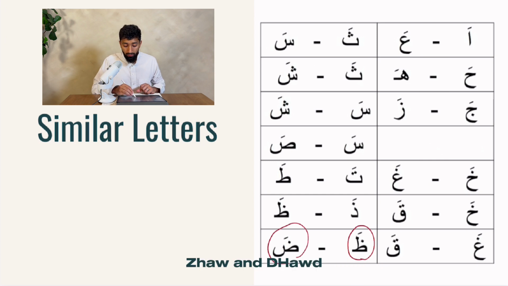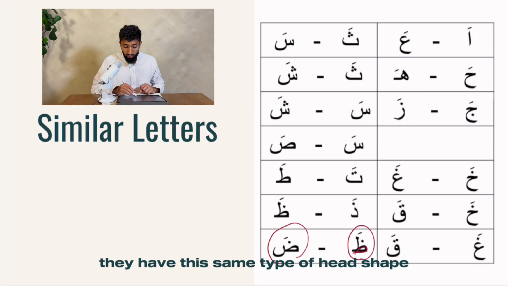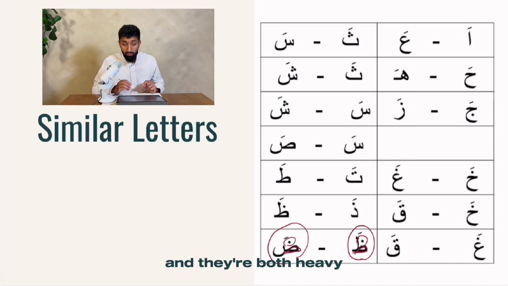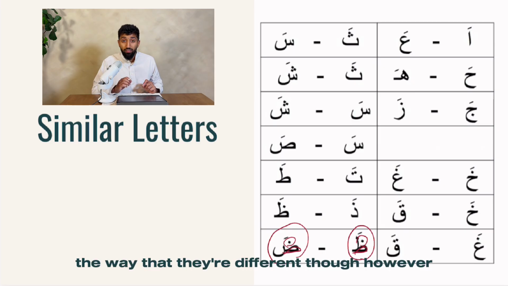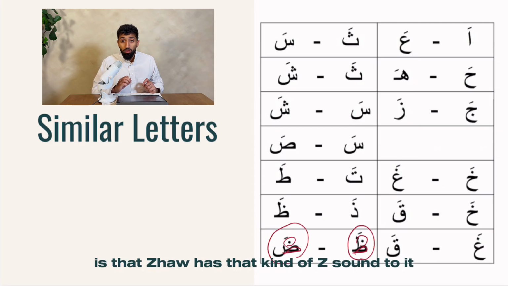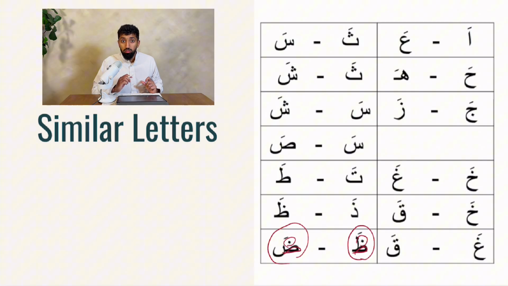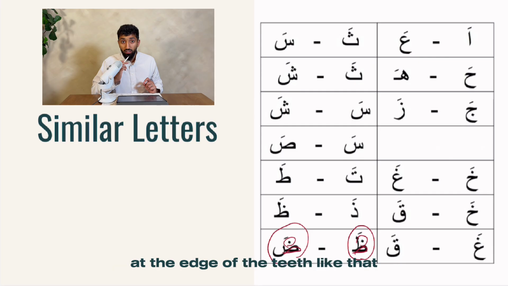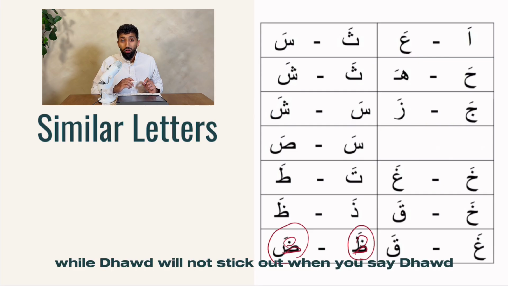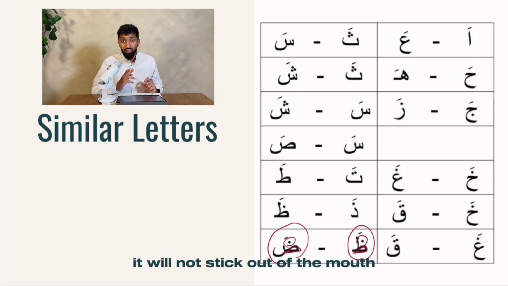Then let's compare these last two. Dha and dad. They actually look similar. They have this same type of head shape with a dot on top on both. And they're both heavy. The way that they're different though, is that dha has that kind of Z sound to it, that comes from placing your tongue at the edge of the teeth like that, while dad will not stick out. When you say dad, it will not stick out of the mouth.